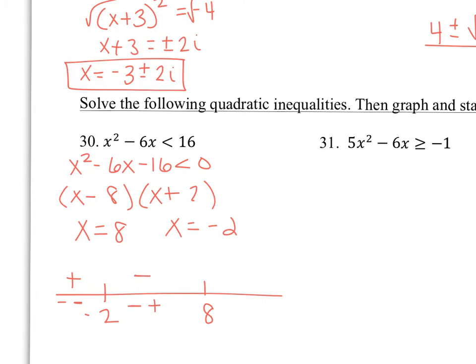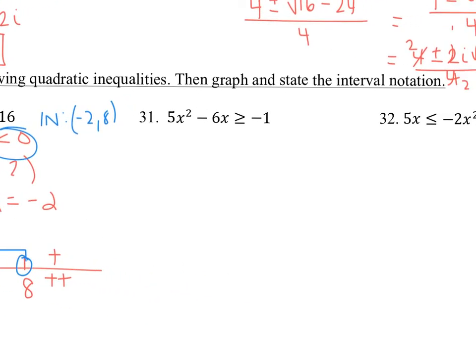And if I plug in a number greater than 8, let's pick 9. If I plug in 9 to my first parentheses, that's going to be positive. And if I plug in 9 to my second parentheses, that's going to be positive, which makes positive. So now I want to look at my inequality symbol. My inequality symbol is less than, so I know these are going to be open dots, and it's going to be wherever there's a negative. So my interval notation will be negative 2, comma 8.